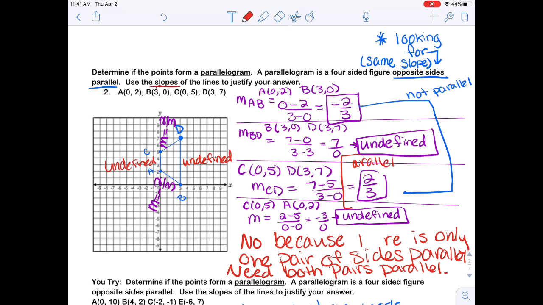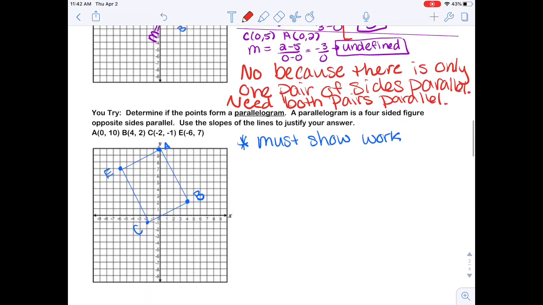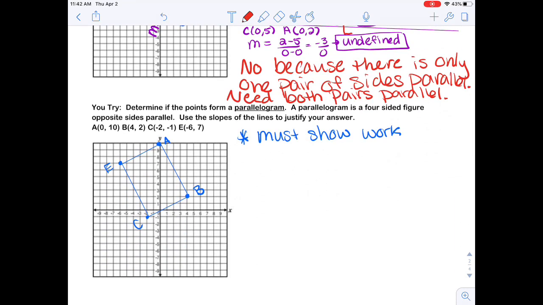So does that mean that this figure is a parallelogram? We're going to say no. There is only one pair of parallel sides. We need both pairs of sides to be parallel in order to prove it's a parallelogram. You're going to try this one on your own. Make sure you show all of your work.